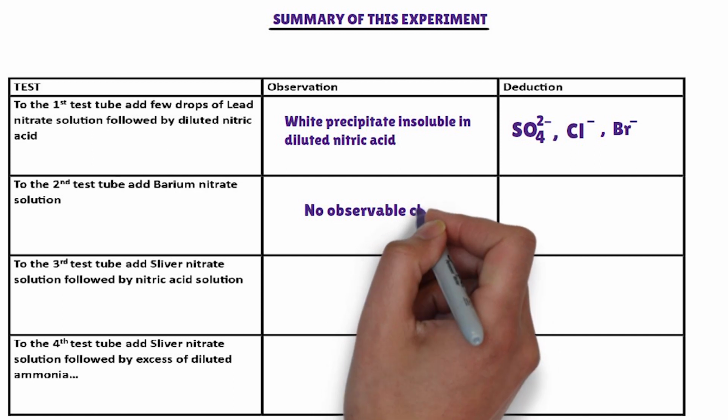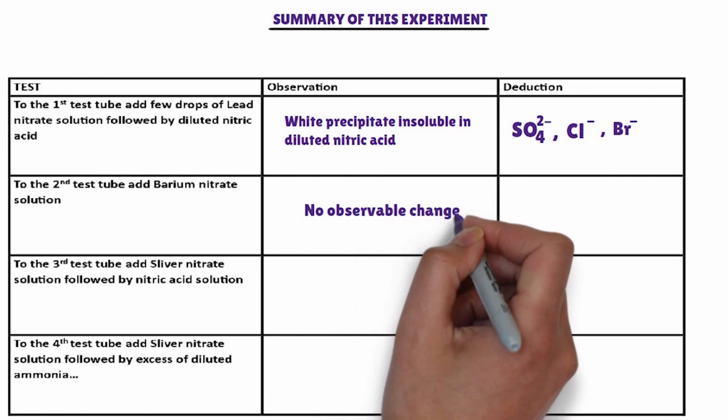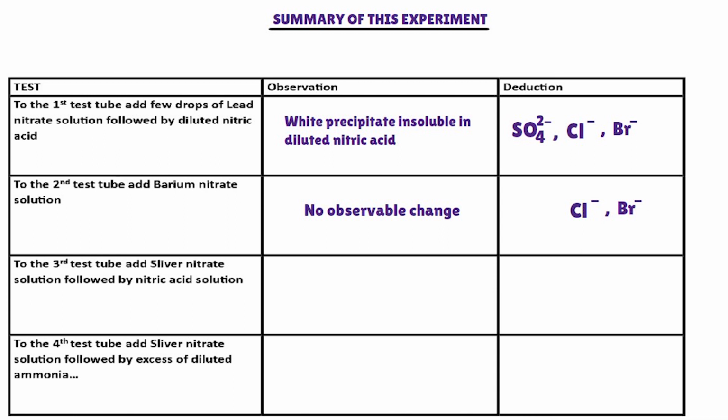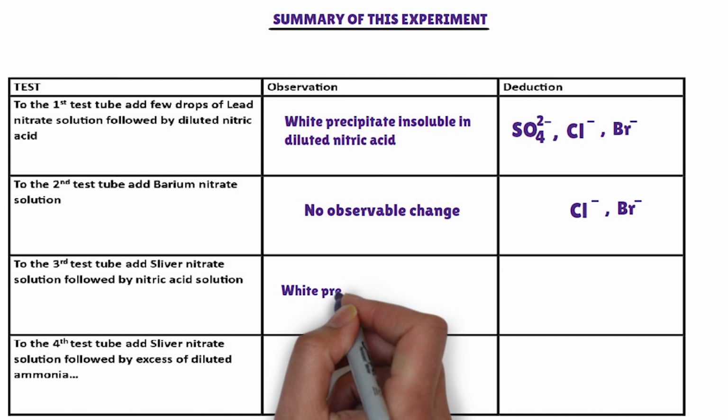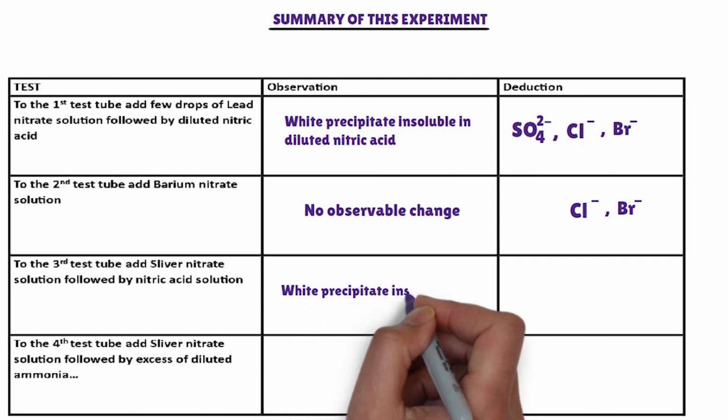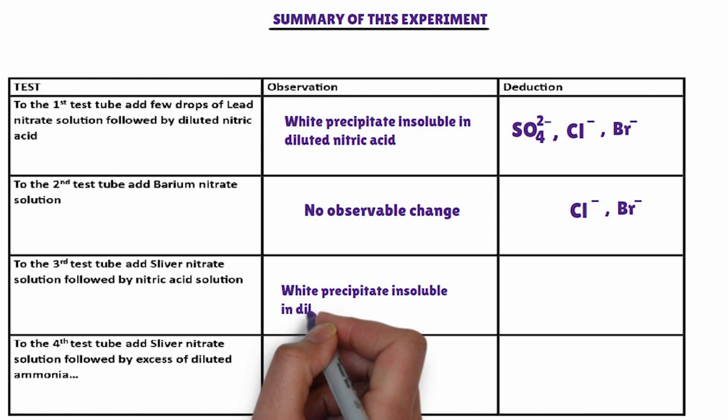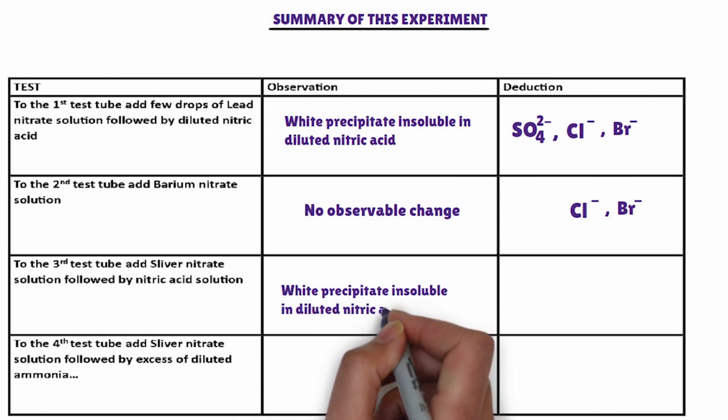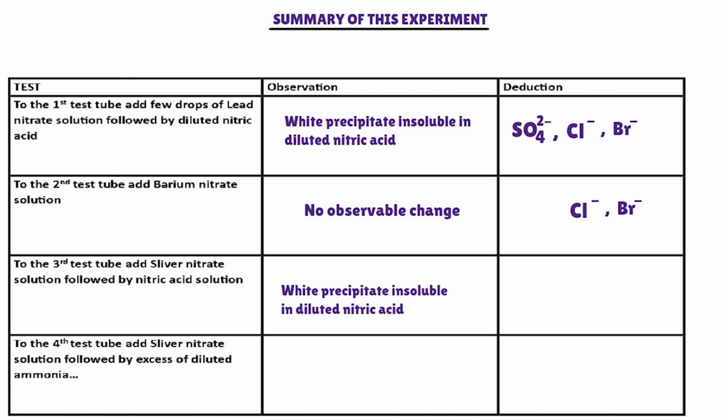The anions from the above list that don't react with barium nitrate are chloride ion and bromide ion. First confirmatory test. To the third test tube, silver nitrate solution is added followed by diluted nitric acid. The anion from the above list that reacts with silver nitrate to form white precipitate, and the precipitate formed is insoluble in nitric acid, is chloride ion. Chloride ion is confirmed. The anion present in the salt is chloride ion.